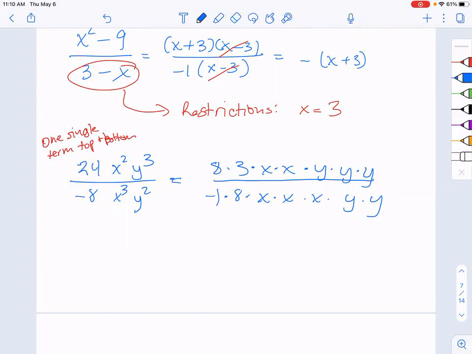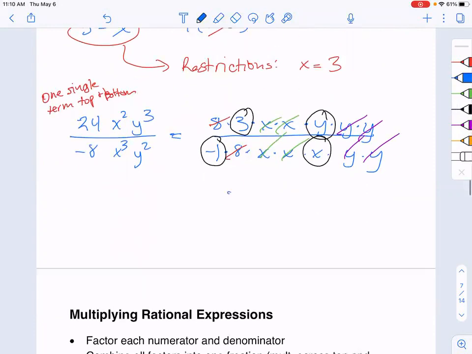What can we cancel? 8's cancel. X's cancel. Y's cancel. And so we are left with a 3, a -1, a y, and an x. I'm going to write it like that. It doesn't matter whether the negative goes on top or bottom, but it's a lot nicer to write it on the top or out to the front. So -3y over x. And that's much simpler.